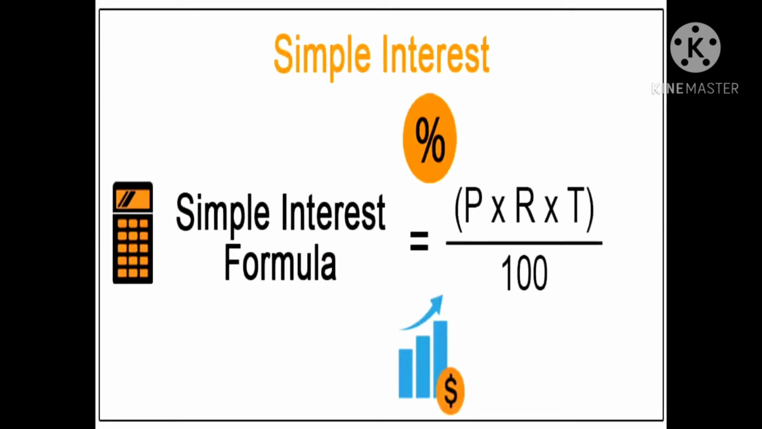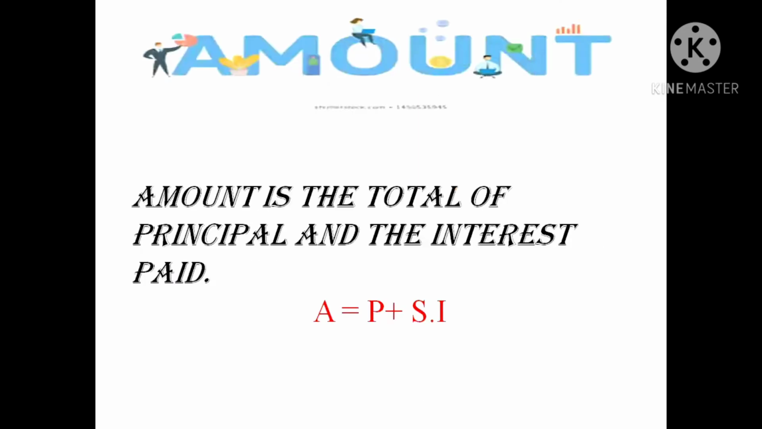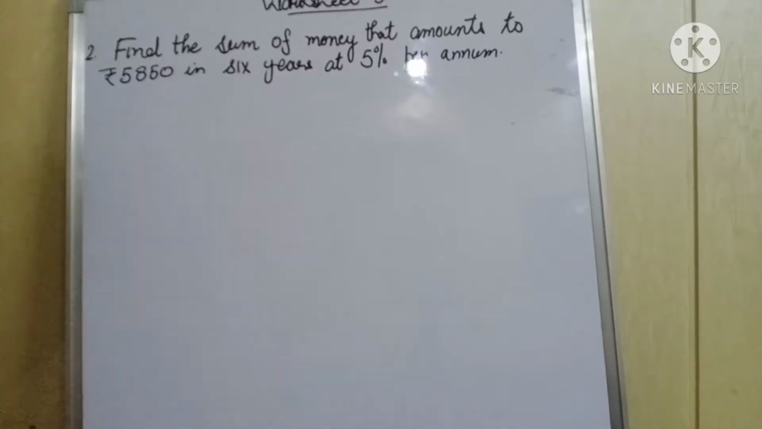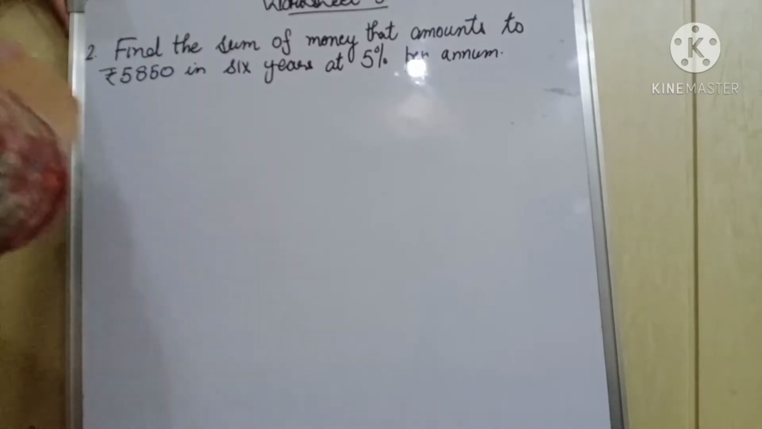In yesterday's video, you learnt the formula: simple interest is equal to P into R into T by 100, and amount is equal to P plus simple interest. Using these two formulas, now we are going to find the rate of interest, time period, even the sum of money, that is principal, in some problems. Let us solve worksheet 5 together. Let us start worksheet 5, sum number 2.